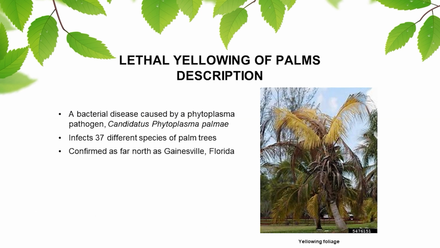Lethal yellowing of palms description. Lethal yellowing of palms is also a bacterial disease caused by a phytoplasma pathogen. At least 37 different species of palm trees have been documented with lethal yellowing. Originally, the geographic range of lethal yellowing was limited to the southern third of the Florida peninsula. Recently, it has been confirmed as far north as Gainesville, Florida.